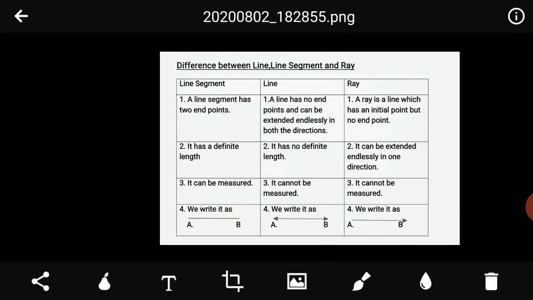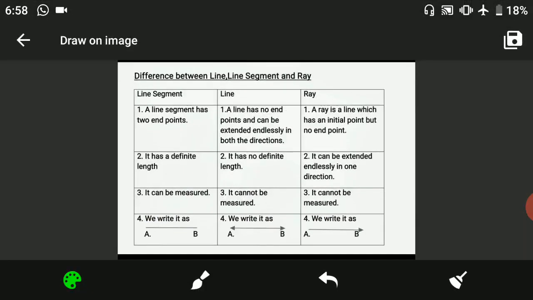Clear? Now students, you have to write the difference between line, line segment and ray in your maths notebook. Write the important points. Draw 3 lines, and first write line segment, line and then ray. First point: a line segment has 2 endpoints. A line has no endpoint. It can be extended endlessly in both directions. But a line segment is a part of a line, you can't extend it.